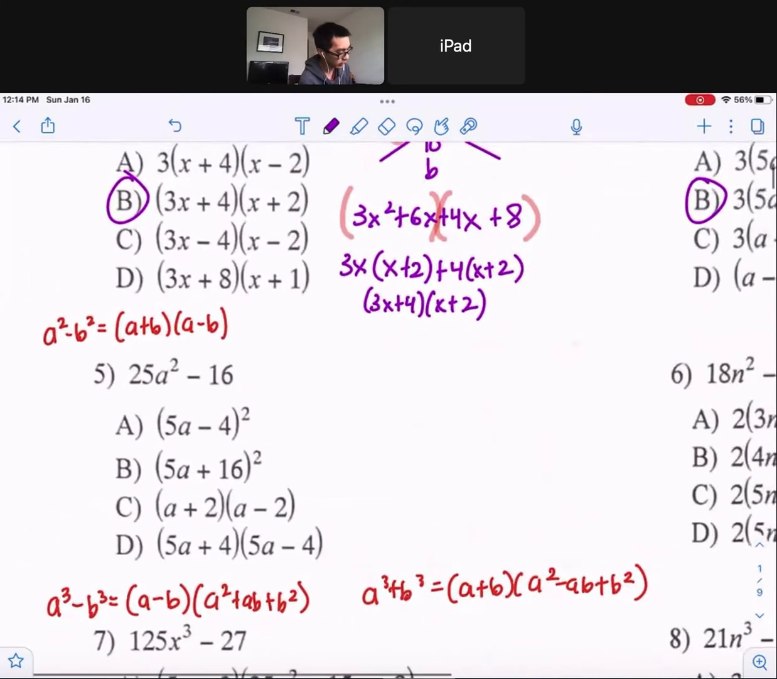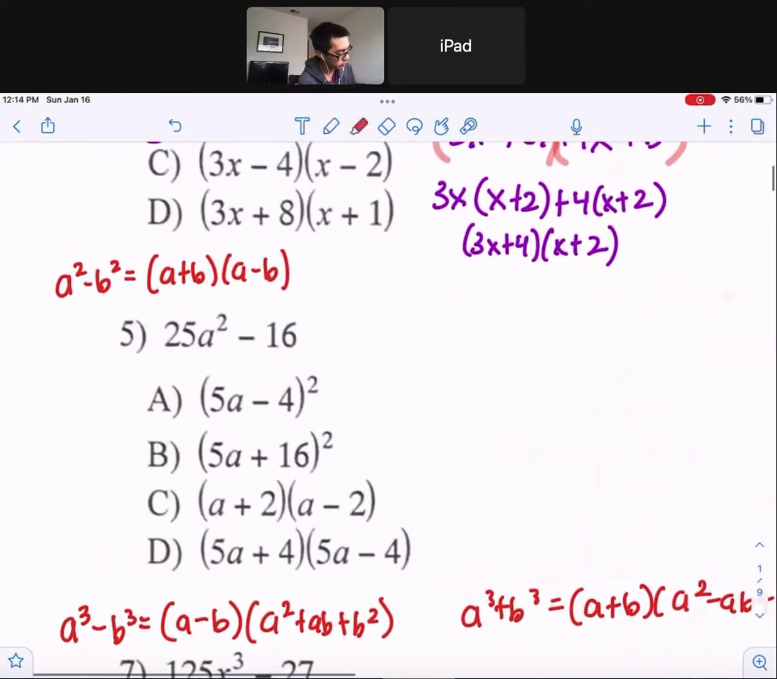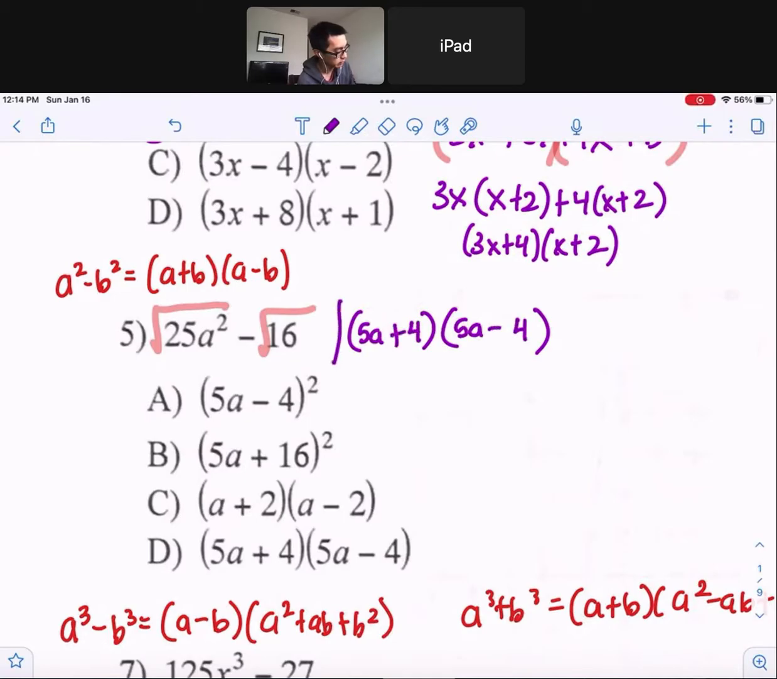Number 5. Okay, so this, you guys, is factoring by a difference of squares. So both of them you can square root, and there's a minus sign in between. So if we square root both of these, then it will produce our factoring for difference of squares. So what times itself is 25a squared? That's 5a times 5a. What times itself is 16? That's 4 times 4. So we get plus and minus. 5a plus 4 times 5a minus 4, which is going to be D.